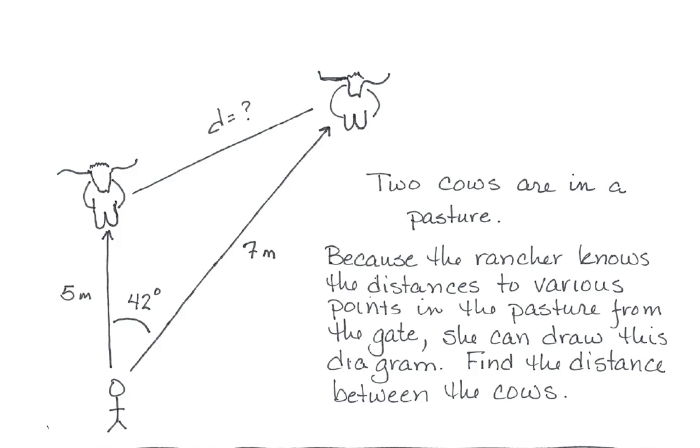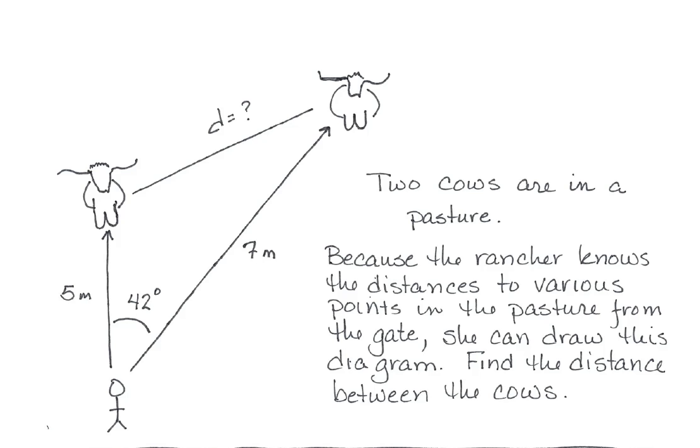So I've got a rancher down here, standing at the gate, and because of reference points she has at the gate, like the fence posts or a tree she's had to mow around, she's got two cows out there standing in the pasture, and you all have to realize that my artistic ability is limited. She knows the distance to each individual cow, and she wants to figure out why all of her cows are separated. So she wants to know the distance between the two cows, even though she knows the distance to the one cow and to the second cow.